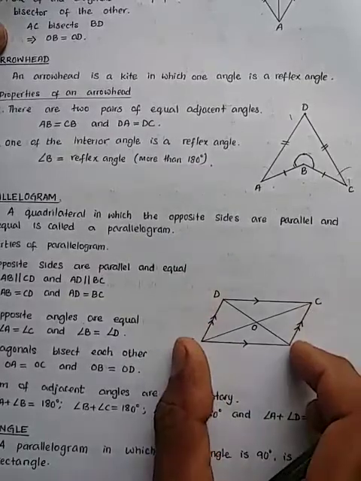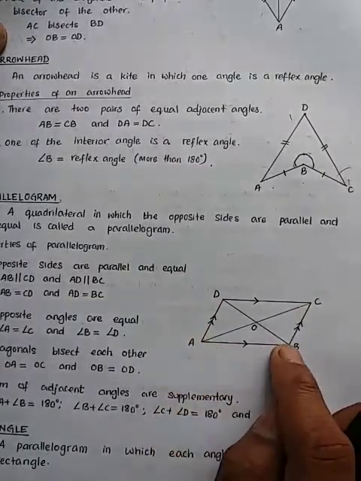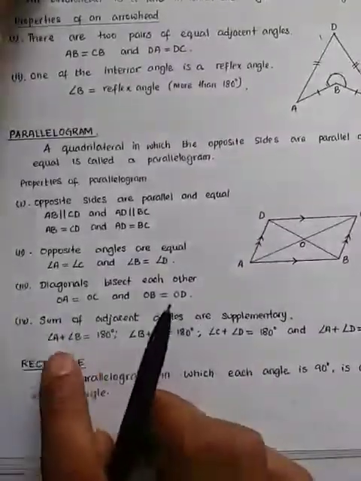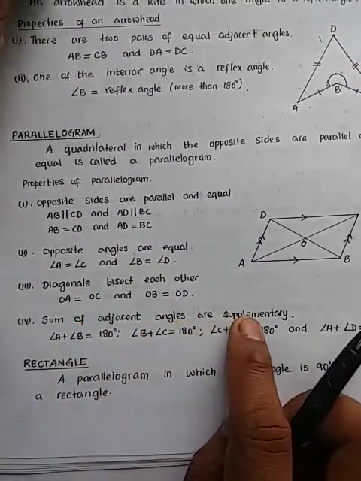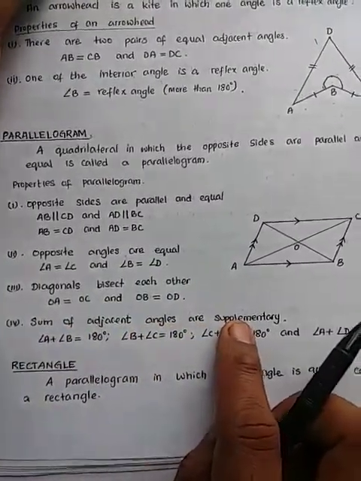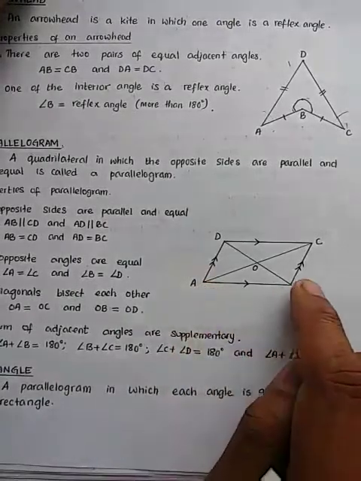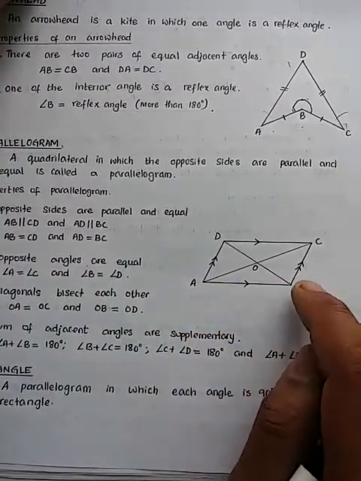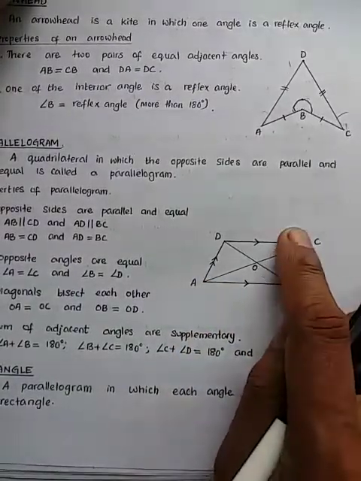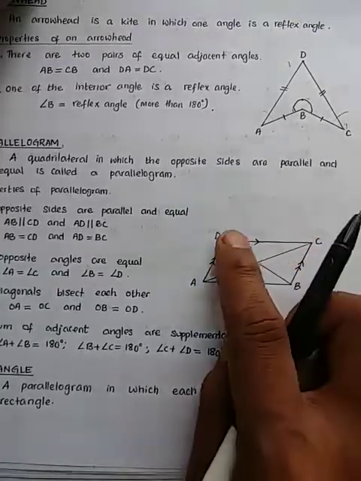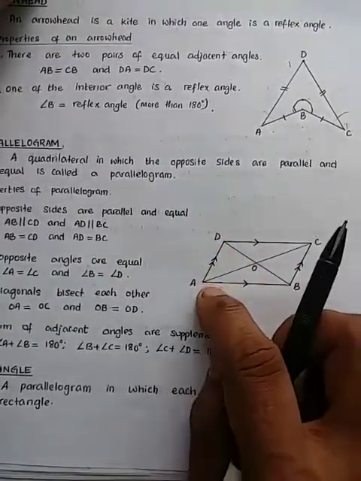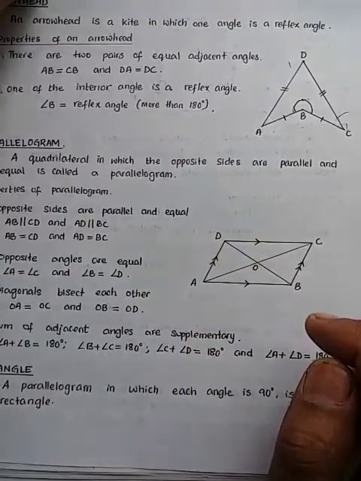So in case of a parallelogram, angle A plus angle B equals 180 degrees. So it's written here, sum of adjacent angles is supplementary. Okay, which means angle A plus angle B is 180 degrees. So similarly, angle B plus angle C is 180 degrees, angle C plus angle D is 180 degrees, angle A plus angle D is 180 degrees.